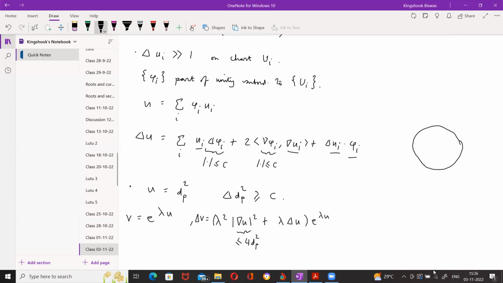But the problem is this lambda squared here. That's not good. That's going to beat the lambda here. So this may not work. You see the problem? Lambda squared is bigger than lambda for lambda large. So this may not work.